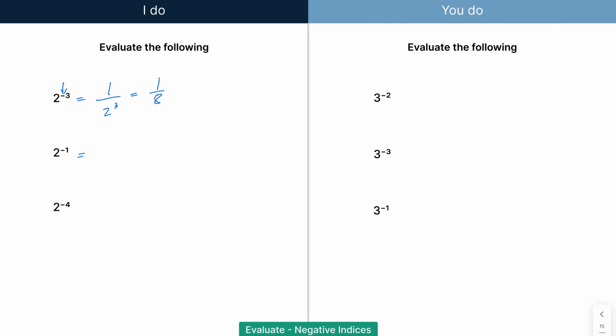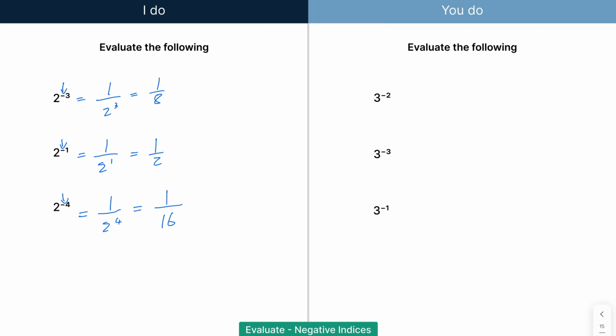Again here, step 1, get rid of the negative. That just means 1 over, and then just copy everything else down. So that's just 1 over 2. And again here, the negative just means 1 over. We just copy everything else down as usual without the negative sign. And we've got an answer of 2 times 2 times 2 times 2, which is 1 over 16.